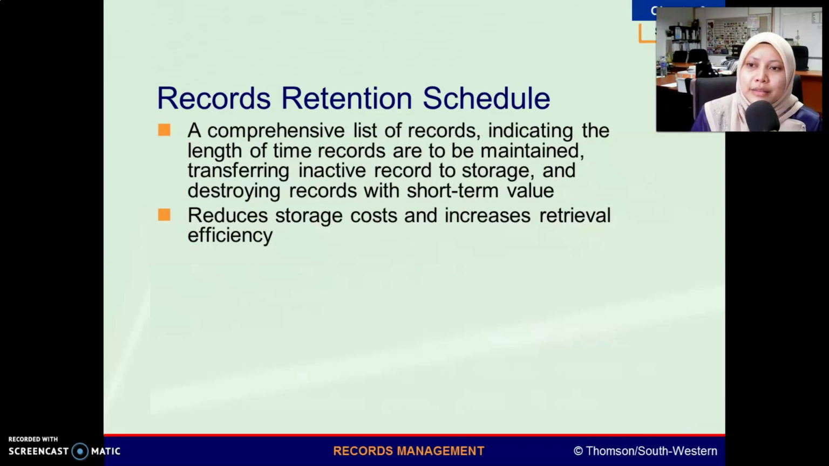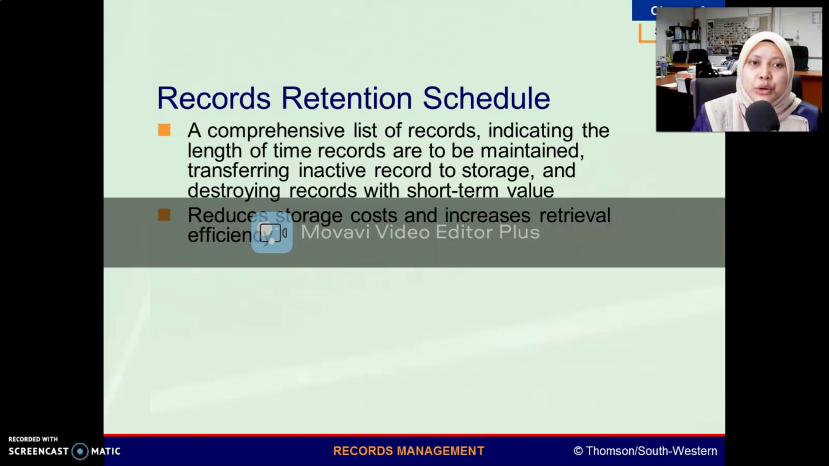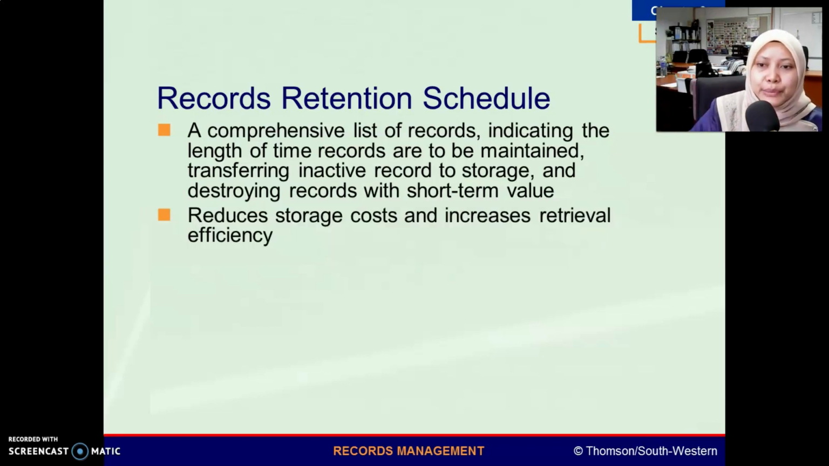Okay, by having this kind of information, kita akan bantu company kita untuk menguruskan penyimpanan record, yang mana record dah capai dah retention period dia, dah boleh musnahkan, kita musnahkan. So adalah available space untuk record yang baru. So this will help to reduce the cost and also will help you to faster retrieval of the record.